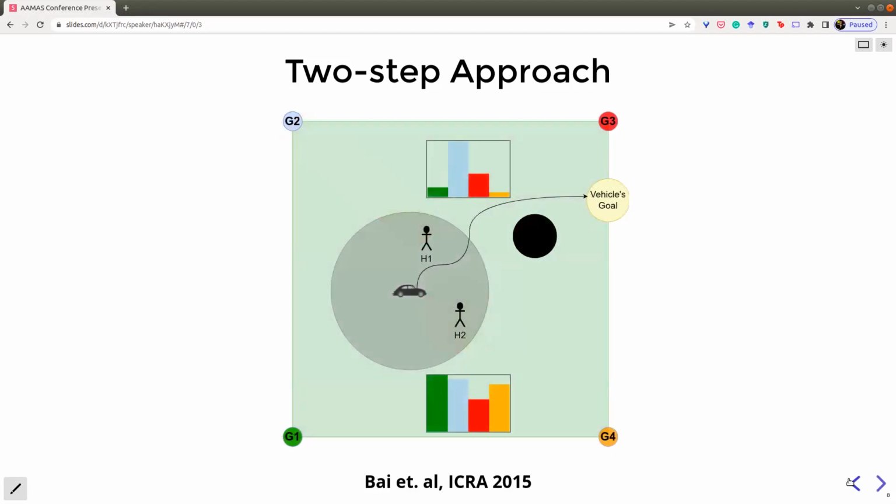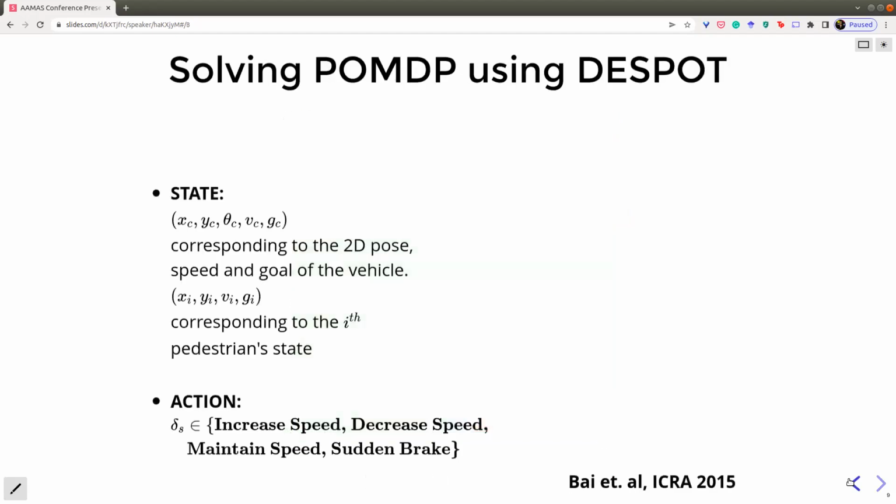The environment state, the belief, and the path are then used to formulate a POMDP for speed planning along this path. The state in this POMDP corresponds to the vehicle's 2D pose, its velocity, and its goal location. It also consists of the position, velocity, and goal location of all the nearby pedestrians. The pedestrian's goal is not known to the vehicle and is the hidden variable in this POMDP.